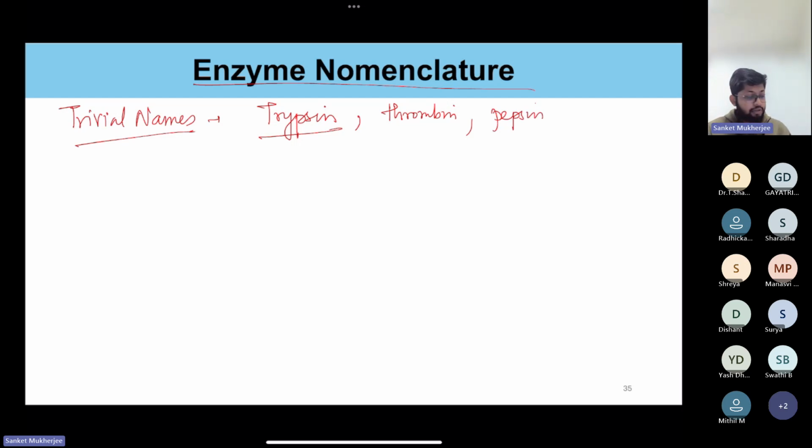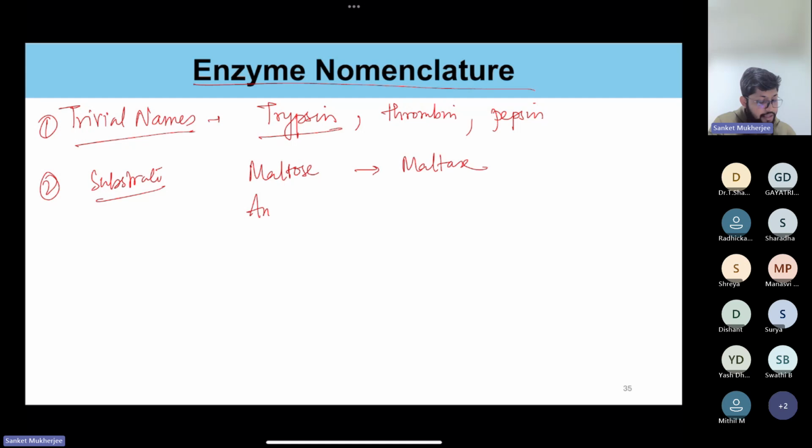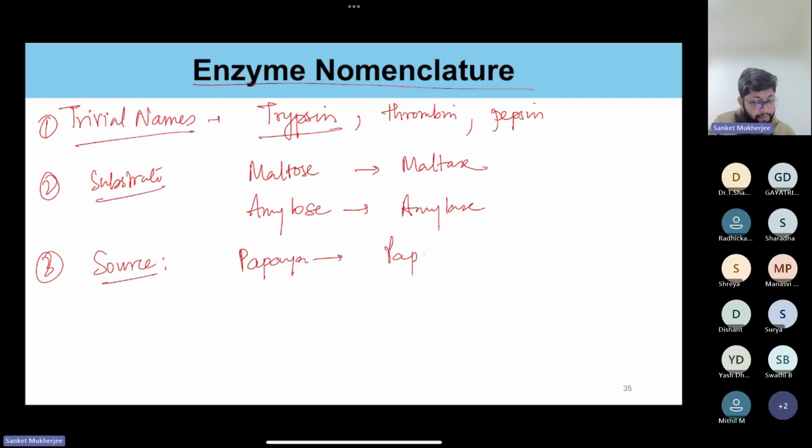Based on the substrate also, there could be names. So for example, if maltose is the substrate, the enzyme that will break it down would be maltase. If amylose is the substrate, then the enzyme that will break it down will be amylase. And it could be based on the source from where it is isolated. For example, if it is isolated from papaya, that enzyme is called papain. Must have heard about it.